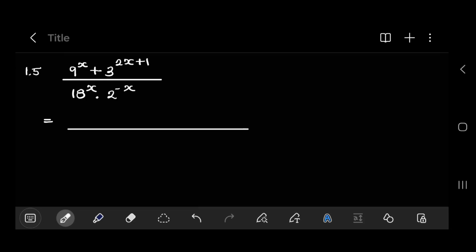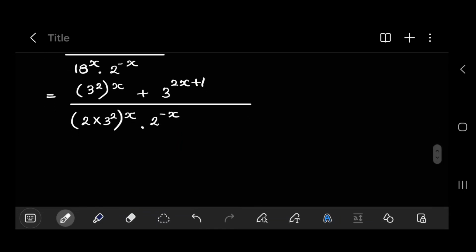We are going to rewrite 9, and that can be replaced with 3 squared. And remember, I have mentioned this in other videos, that whenever you replace a base with its product of prime numbers, you always replace it with the brackets. If it had an existing exponent, its existing exponent goes outside the bracket. So your next term is fine because 3 is a prime number, so that would stay as is. In the denominator though, 18 can be rewritten as 2 times 3 squared, and its existing exponent goes outside the bracket. Then we are multiplying by 2 to the power negative x.